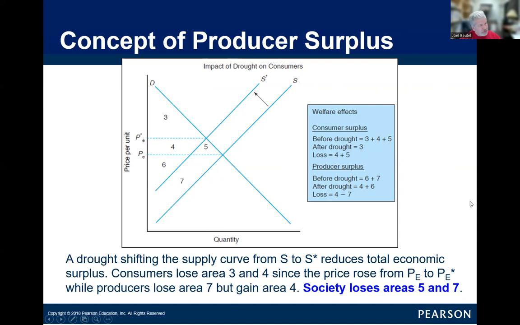So anyway, fairly straightforward, but what we can see is that drought harmed producers and consumers, and there's less available for everyone, right? The smaller size of the triangle means that we went from a bigger triangle to a smaller triangle.